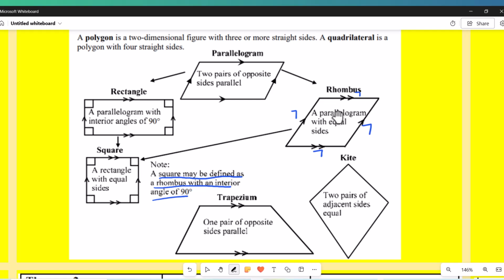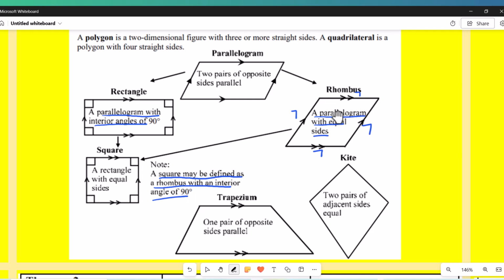I asked you the difference between the rhombus and the parallelogram. You see that in the parallelogram, opposite sides are equal and parallel. What about the rhombus? All the sides are equal. That's why we say that a rhombus is a parallelogram with equal sides. Can I proceed, guys, now? Are we together? What about a rectangle? It is a parallelogram with interior angles of 90 degrees, which I think you can see here. What about a square? It is a rectangle with equal sides.